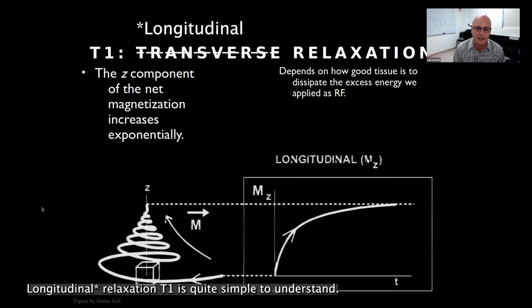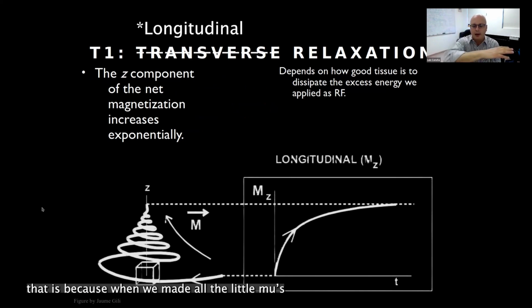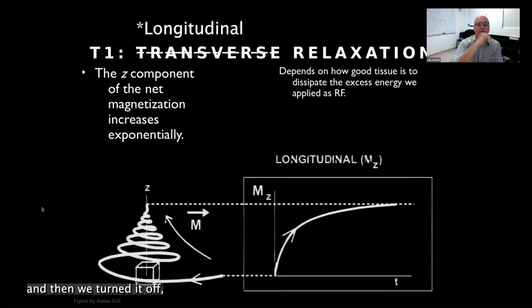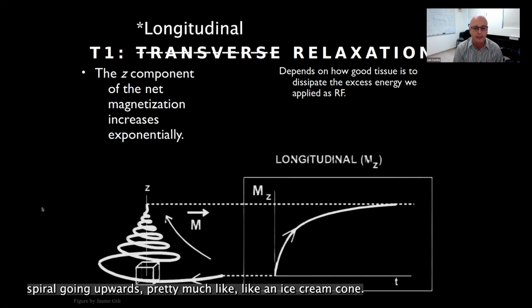Longitudinal relaxation, T1, is quite simple to understand. That is because when we made all the little moments look at the antenna, when we were emitting the radio frequency at the frequency of precession, and then we turned it off, they will try to look back at B0, which is aligned with the Z axis on our grid. And in doing so, it will display this very interesting trajectory that looks like a spiral going upwards, pretty much like an ice cream cone.